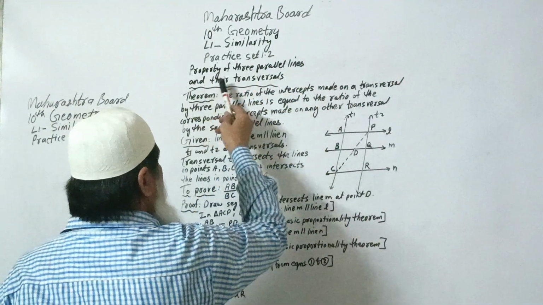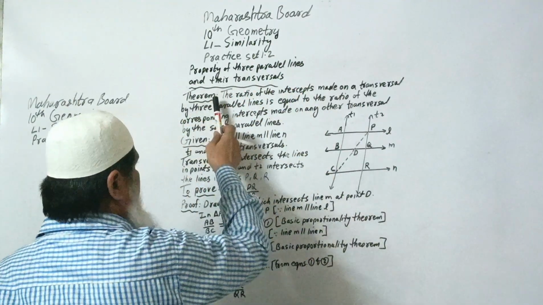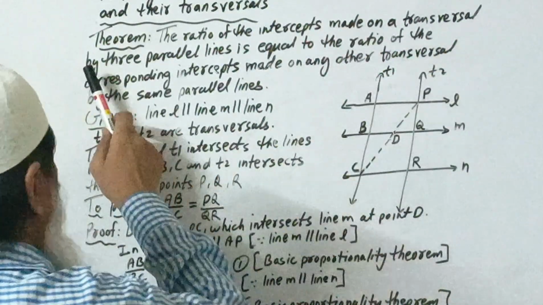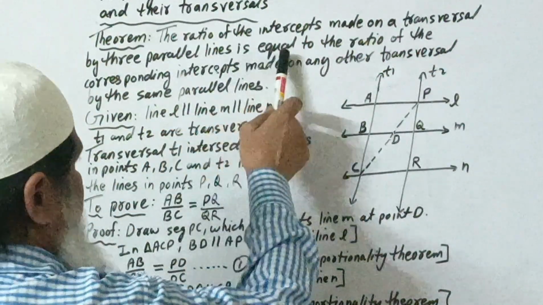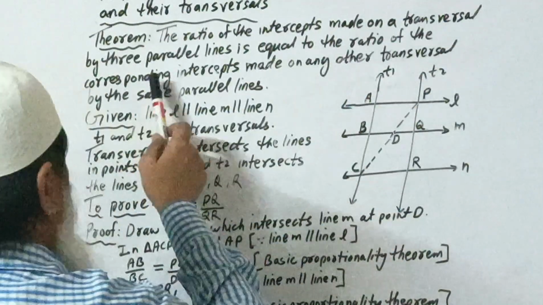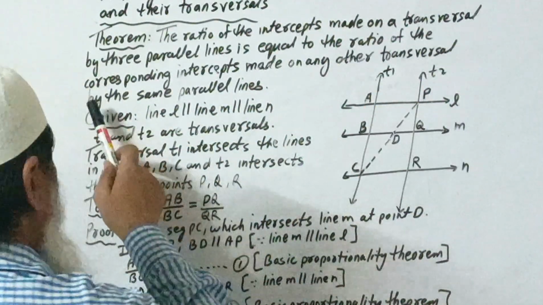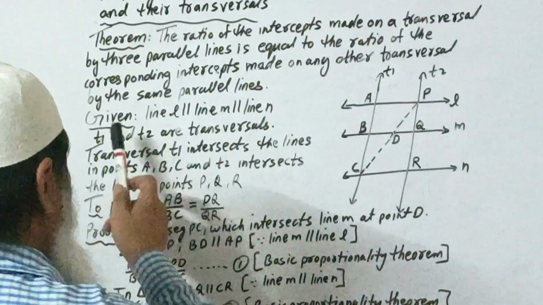Property of three parallel lines and their transversal. Theorem. The ratio of the intercepts made on a transversal by three parallel lines is equal to the ratio of the corresponding intercepts made on any other transversal by the same parallel lines.